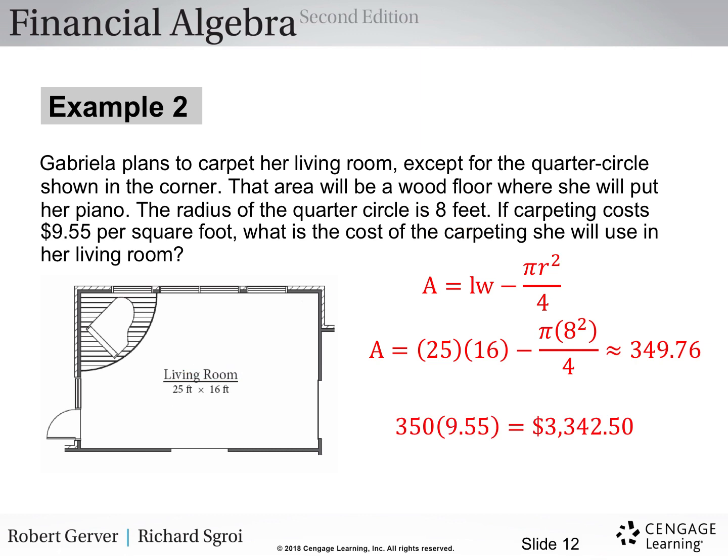Now, if we multiply that, approximate to 350 square feet for carpeting times 955, we come out with that she's going to need $3,342.50 worth of carpeting.